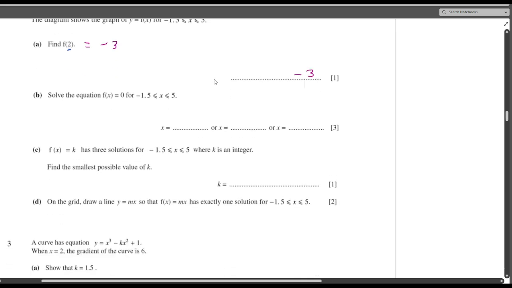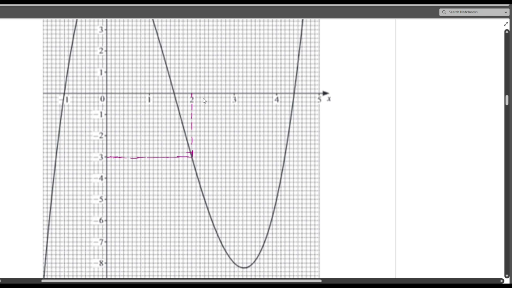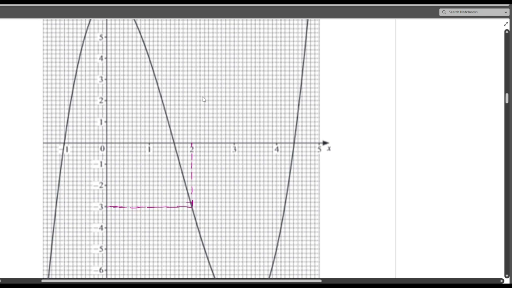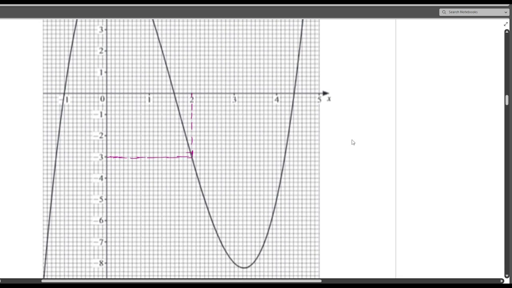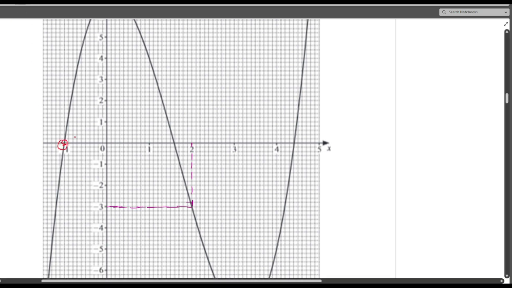Okay, the next part is, solve the equation f of x equals 0. Now f of x represents your y coordinate, and you need to find on this curve where the y coordinate is 0. It is easy to see that here the y coordinate is 0, here the y coordinate is 0, and at this point the y coordinate is 0.